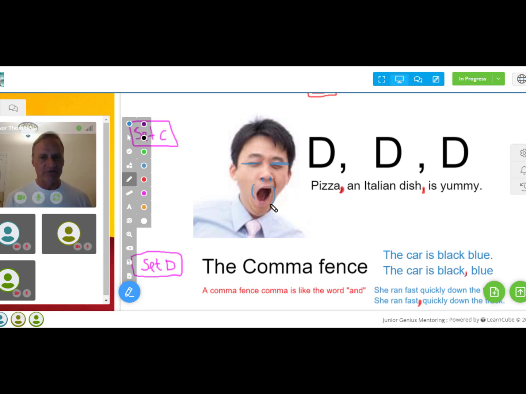We already know that if you look here, pizza, that's a dependent clause. An Italian dish, that's a dependent clause. And is yummy is a dependent clause. There are three dependent clauses, but the middle dependent clause, just like all of our other dependent clauses, defines the word right before the comma, the first one. What is pizza? It's an Italian dish. See the consistency with our dependent clauses? Dependent clauses start with the letter D, like definition. An Italian dish is a mini definition of pizza. And what kind of word is pizza? Yep, a noun.